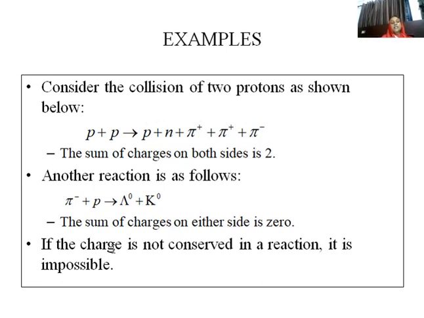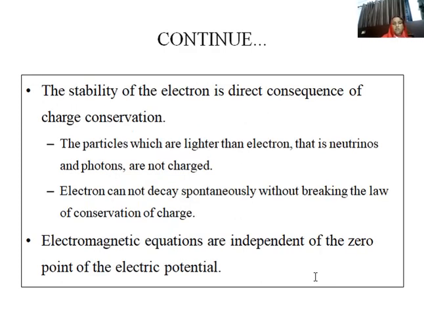Another reaction is pi minus plus proton gives lambda 0 plus K 0. Here the sum of charges on either side is 0. You can see that in this reaction charge is conserved. If charge is not conserved in a reaction, the reaction is impossible.